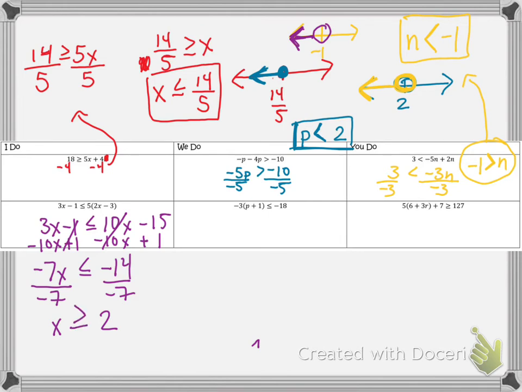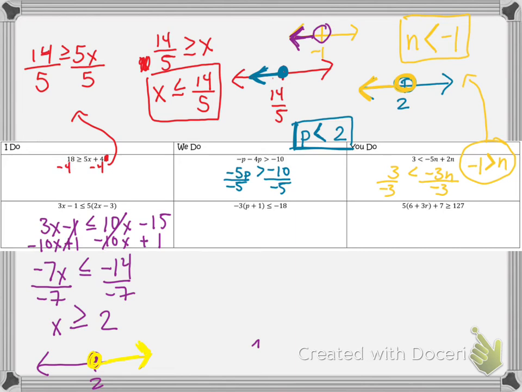And now I'm going to graph my solution. So here's 2. It's going to be a closed circle because there's an equal sign. And I'm going to follow the arrow of the inequality sign. So this and then this. Sorry, yellow is a bad idea, but too bad.